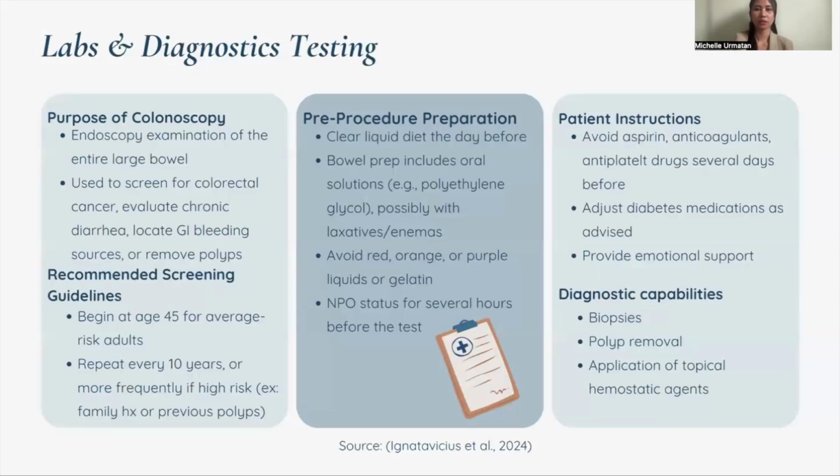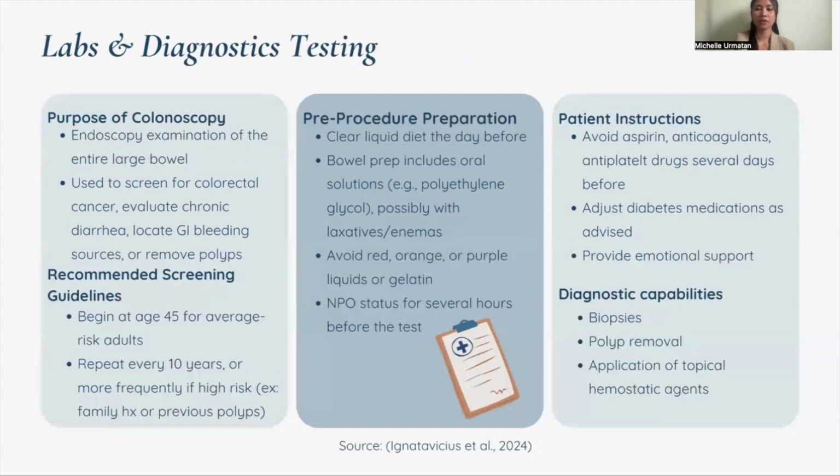Colonoscopy is a key procedure for examining the large intestine, and it is used for early detection of colorectal cancer, as well as diagnosing chronic diarrhea, unexplained GI bleeding, and removing polyps. Screening typically starts at age 45 for average risk individuals and is repeated every 10 years or sooner if the patient has family or personal history.